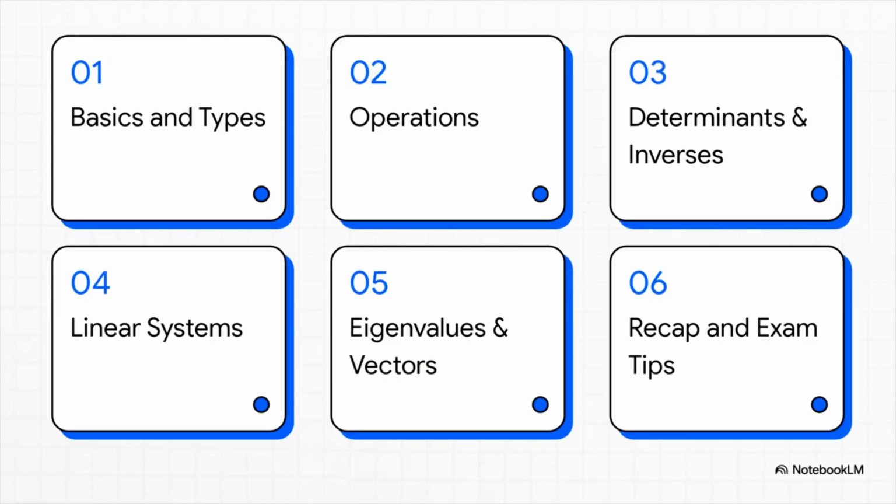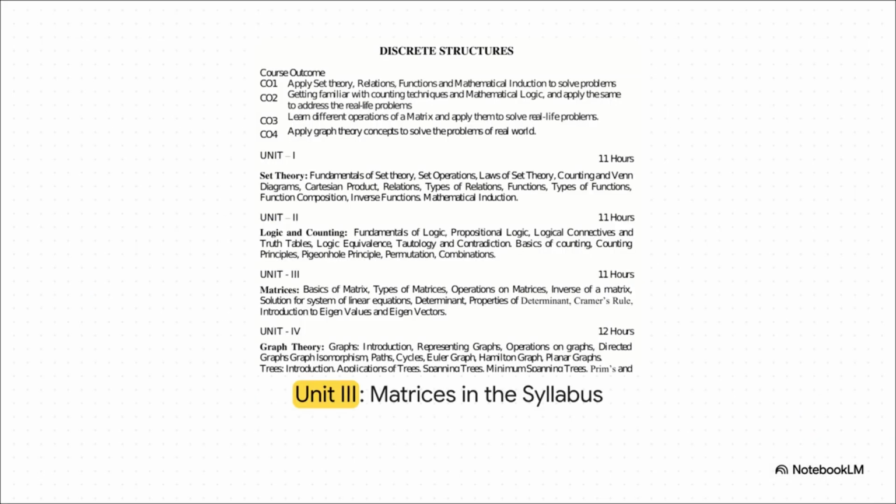All right, here's our roadmap for today. We're dividing our journey into 6 parts, starting with the absolute basics and types, moving through operations, determinants, inverses, solving linear systems, and then wrapping up with eigenvalues, eigenvectors, and some crucial exam tips. This maps directly to what we need to cover for the core syllabus.